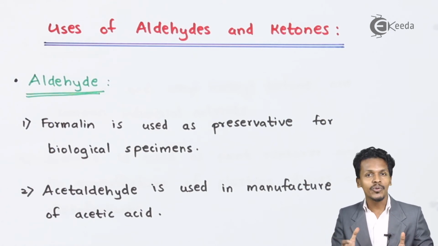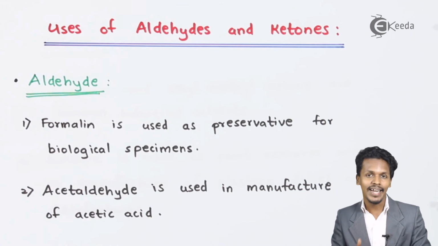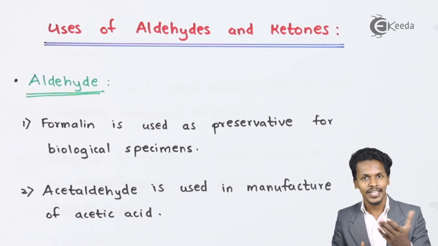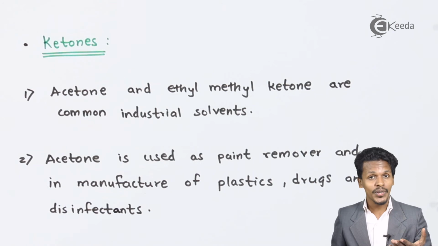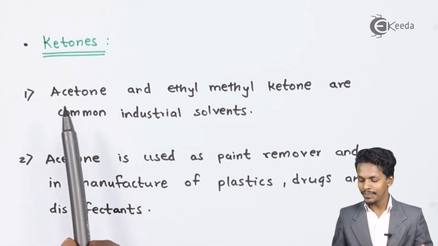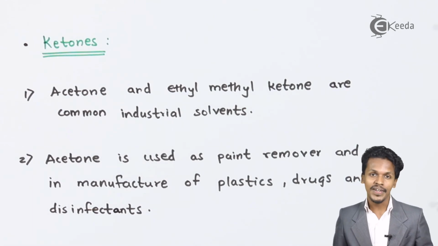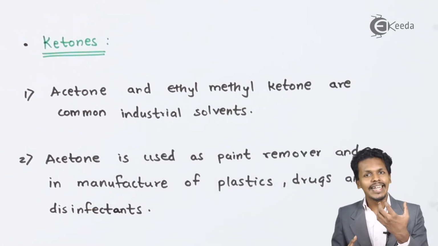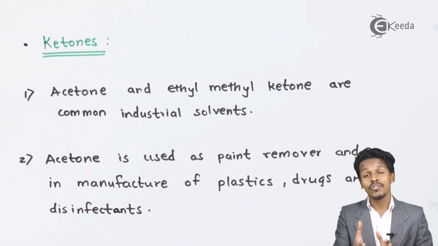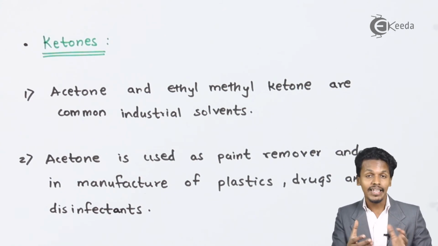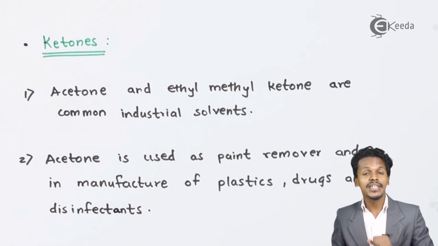So this was a few points related to the uses of aldehydes, and now let us come back to ketones. Talking about the uses of ketones, we have the following points. Acetone and ethyl methyl ketone are common industrial solvents. The nature of acetone is that it is very volatile, and it is also used as an organic solvent in many industries, chemical industries, if we talk about.